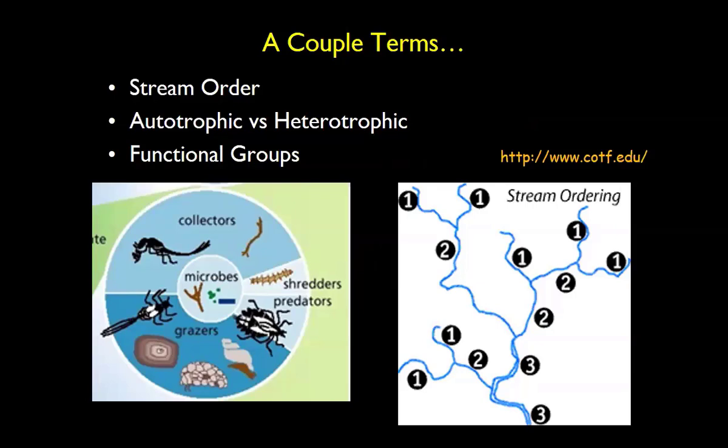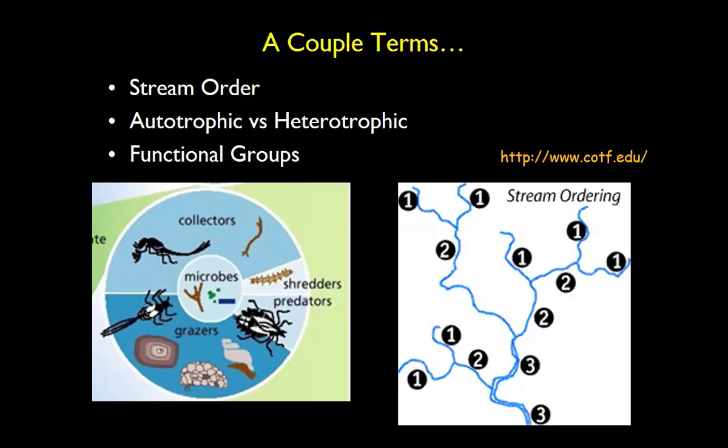The first is stream order. How many of y'all have heard of stream order before? A few folks. Okay, cool. Well, stream order is just a way of classifying the size of a stream section based on the size of the tributaries that feed into it. So the way it works is you start at the very headwaters at the smallest, what we call perennial stream.